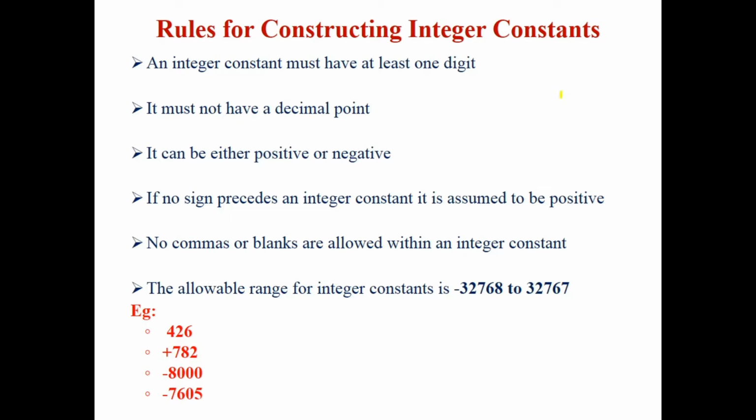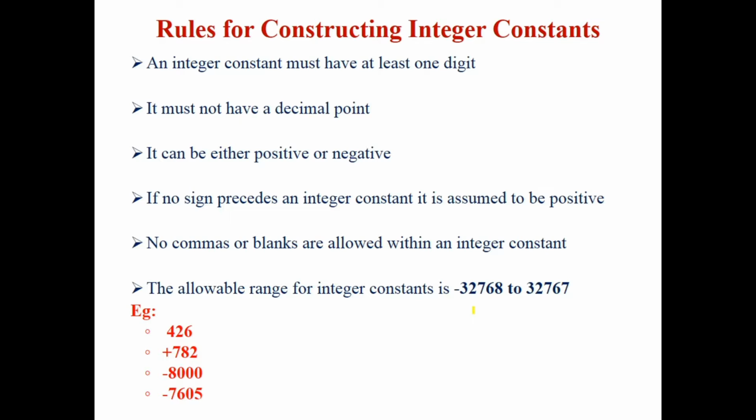Rules for constructing an integer constant: an integer constant must have at least one digit. It must not have a decimal point. It can be either positive or negative. If no sign precedes an integer constant, it is assumed to be positive. No commas or blanks are allowed within an integer constant. The allowable range for an integer constant is -32768 to 32767.